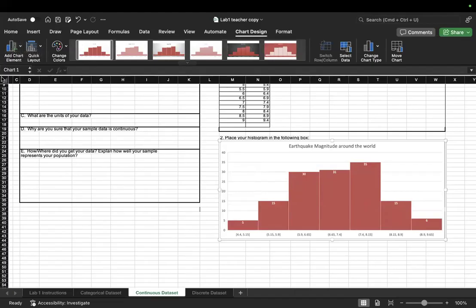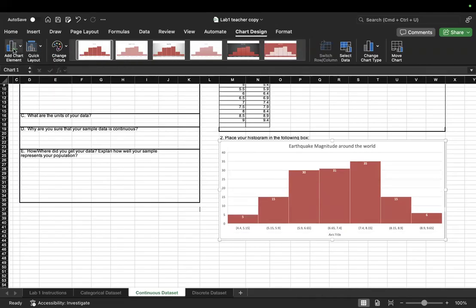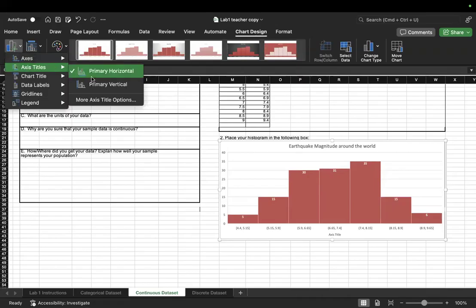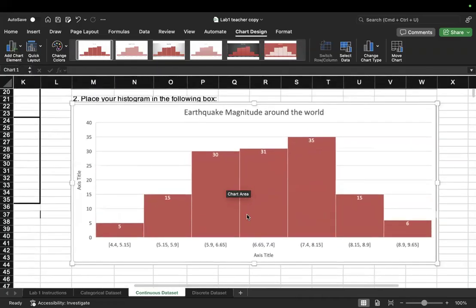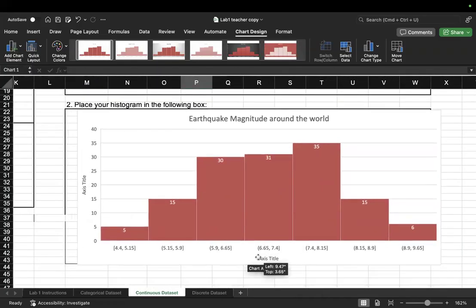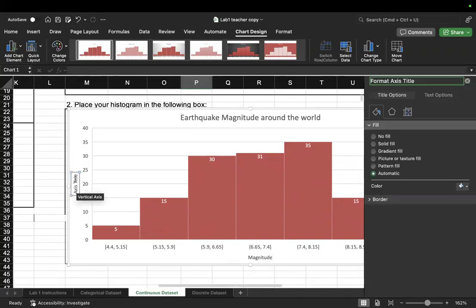Up the top left of your screen, it says add chart element. There's a drop down there. I'm going to go to axis titles. I want a horizontal axis title. Go again, axis titles. I want a vertical axis title. This I can make bigger. So here I'm going to type in magnitude. So whatever your variable is, it's magnitude. Your vertical, everybody's vertical will be the same. Frequency. Everybody's vertical is going to say frequency. Get rid of that. Okay.